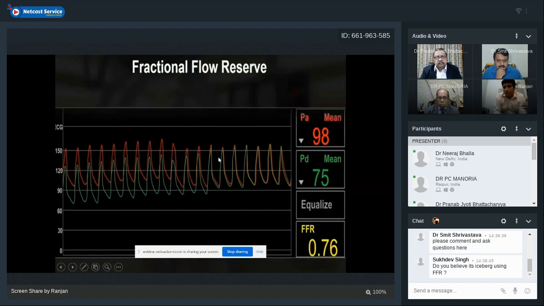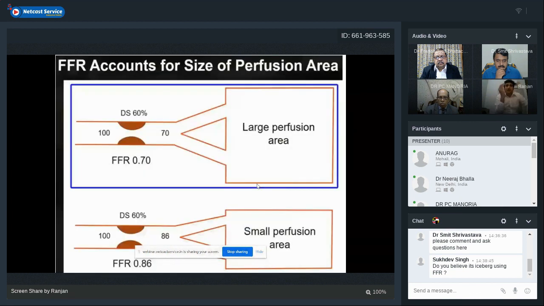But it's also important for us to know, if you are using intracoronary agents, that at some time the pressure should return to normal. At that time, you don't want the distal pressure to overshoot the proximal pressure, and the graphs should be very identical. Now, the advantage of FFR is that it's not just visual.